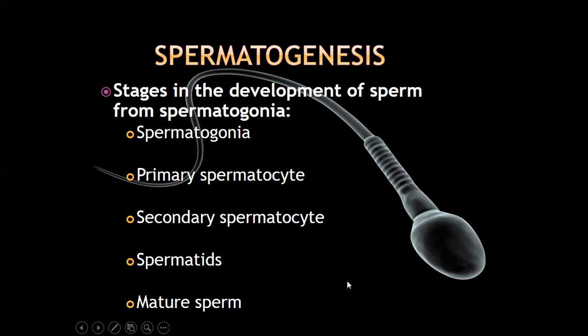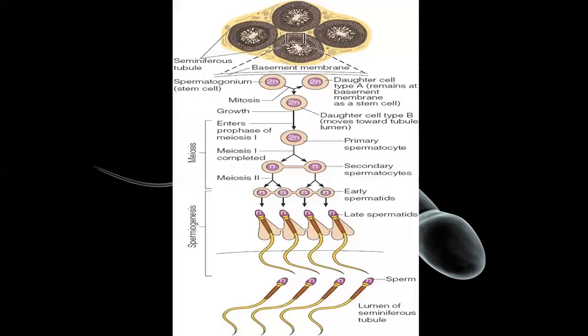So let's discuss this in detail. Notice that you have your germ cells here. These germ cells are called spermatogonia. When you are at the right age, they will give rise to 2 daughter cells. We call them the type A daughter cell and the type B daughter cell.